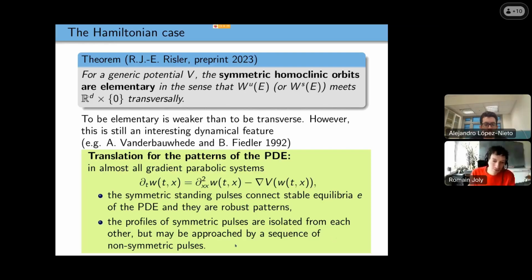The only difference, since we just have elementary and not transversality, and since it is weaker, is that you know the profiles of symmetric pulses are isolated from each other, but you may have a sequence of profiles of non-symmetric pulses that are close to the symmetric pulses. This is the only difference where you can see that we get just elementary and not transversality.